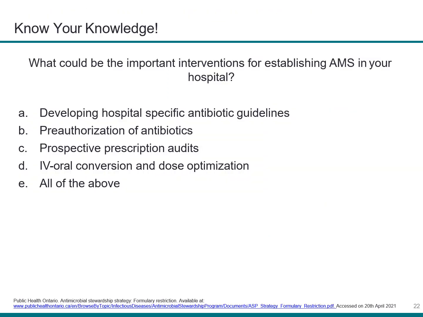Interventions that are important in establishing AMS in hospital settings include developing the guidelines for antibiotic policies, pre-authorization of antibiotics, prospective prescription audits, IV to oral conversions, and dose optimization.